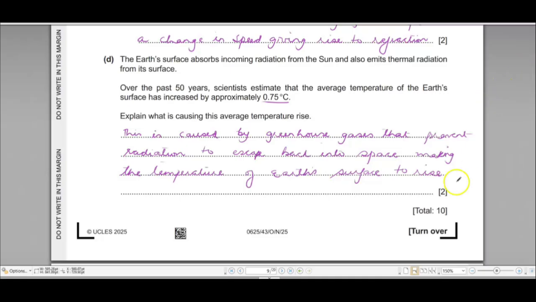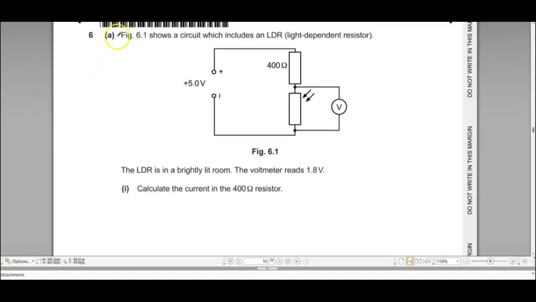Okay, moving on. Question number 6, part A. Figure 6.1 shows a circuit which includes an LDR, light dependent resistor. The LDR is in a brightly lit room. The voltmeter reads 1.8 volts. So over here, this resistor is receiving 1.8 volts, right? So calculate the current in the 400 ohm resistor.